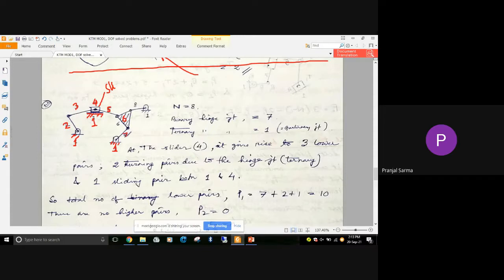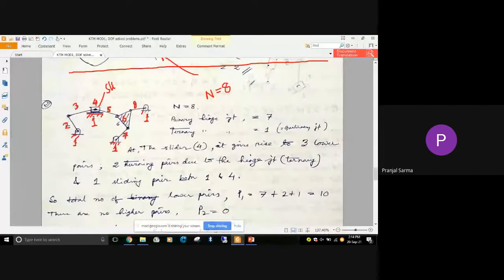Number seven. And what is remaining? This is the number eight link that is remaining. And once again, this is the fixed portion, once again number one. So how many links are here? N equal to how many? Eight, sir. Yes, correct.